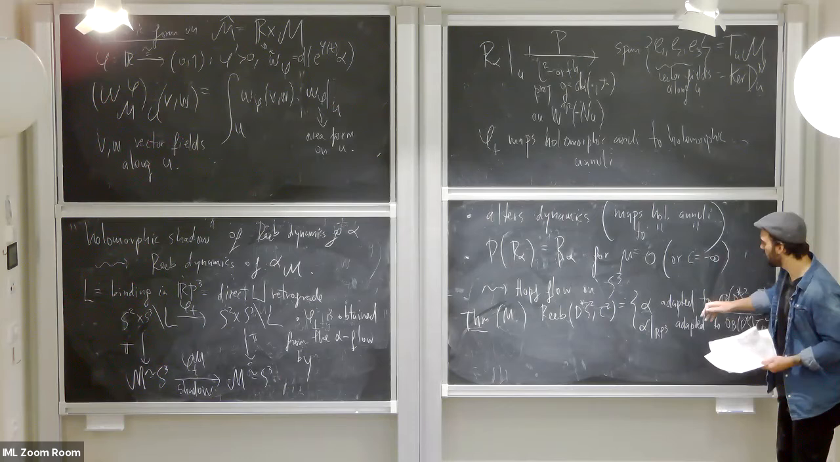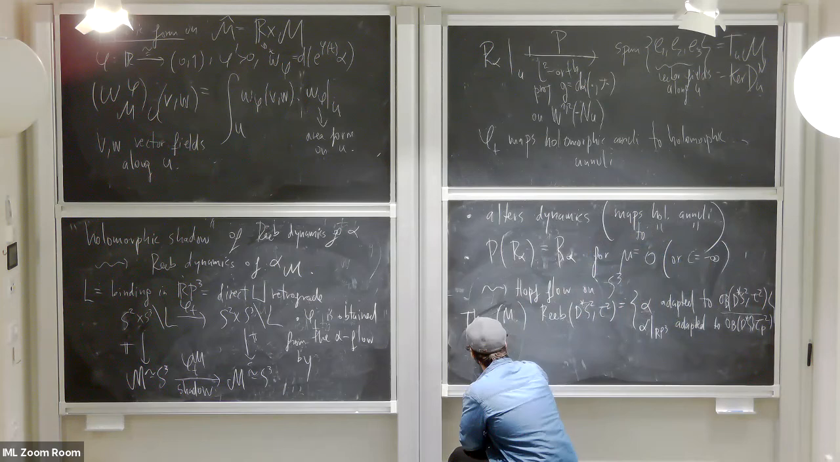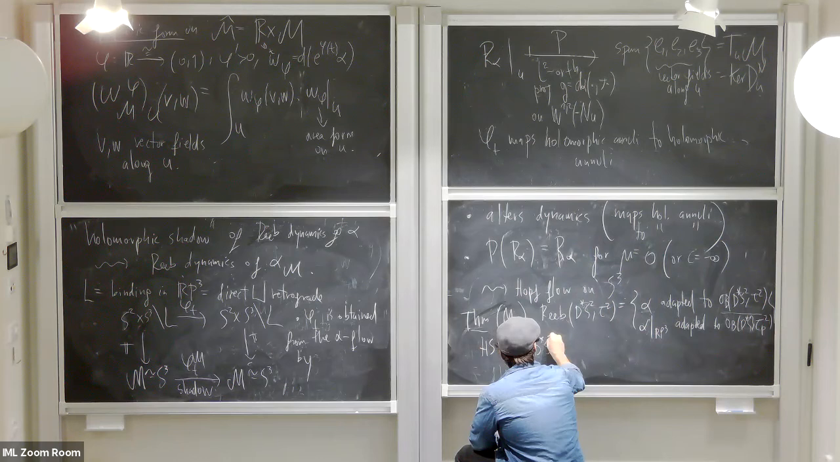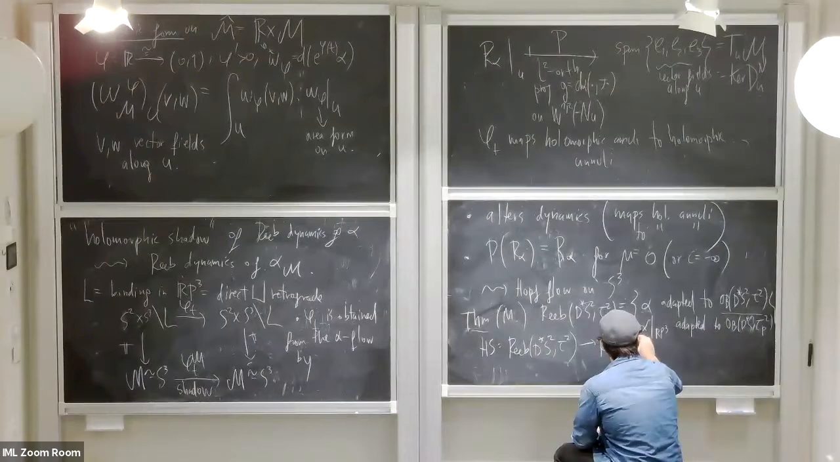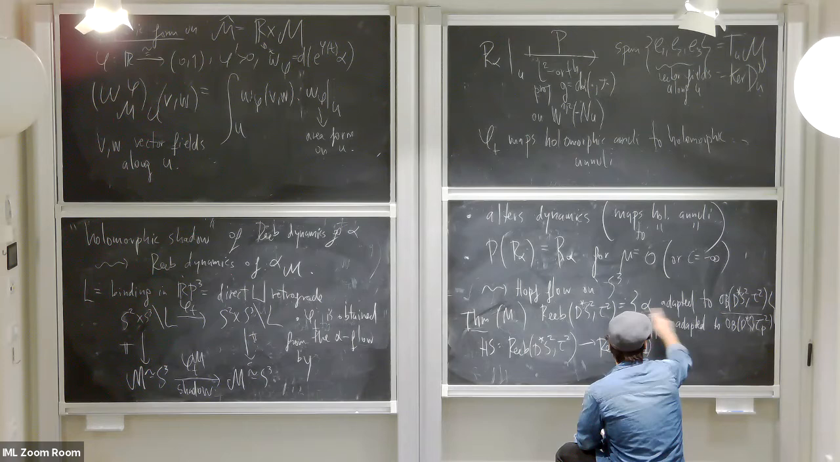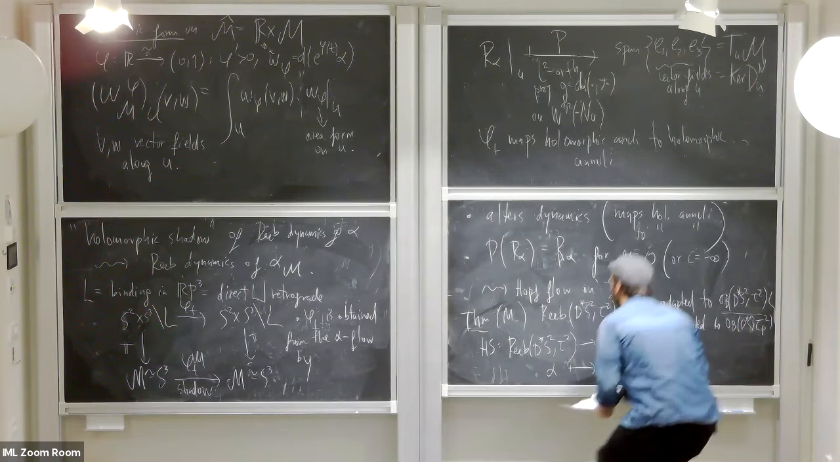And I have a holomorphic shadow map, which takes an element which is nicely adapted in this sense and gives me a Reeb flow adapted on S3 to the trivial open book. I mean, by definition, this is sort of the same thing, but the second condition is not there anymore. So it maps alpha to the contact form on the moduli space. And the theorem is that HS is surjective.